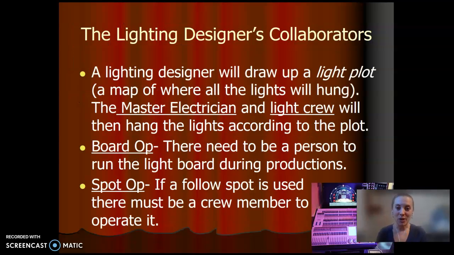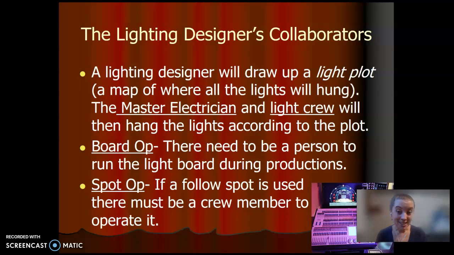Who does the lighting designer work with? They draw a light plot, whereas the costume designer, you saw renderings for the costume designer and a ground plan for the scenic designer. A lighting designer will make a light plot, which is a map of where all the lights will be hung. Again, it's like a ground plan, it's a bird's eye view.